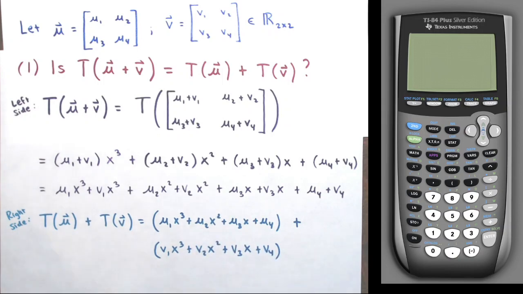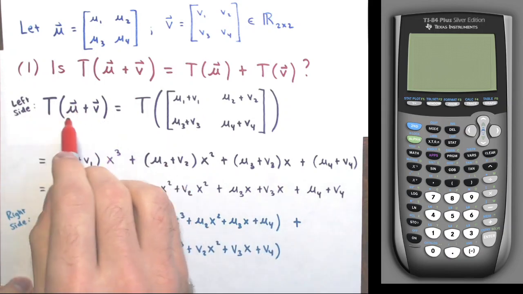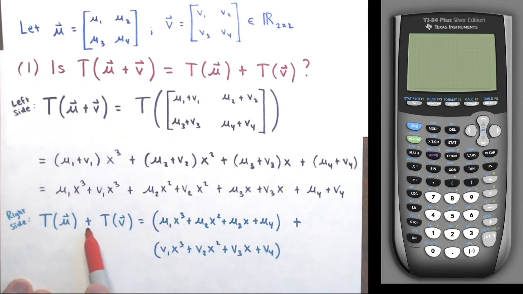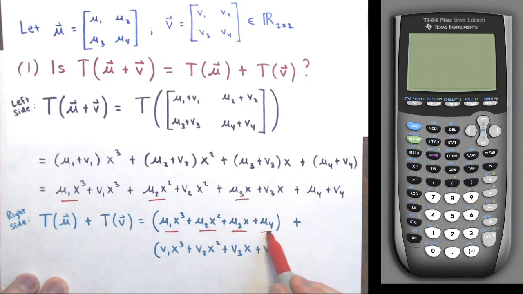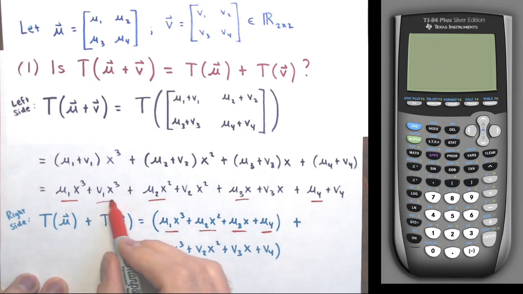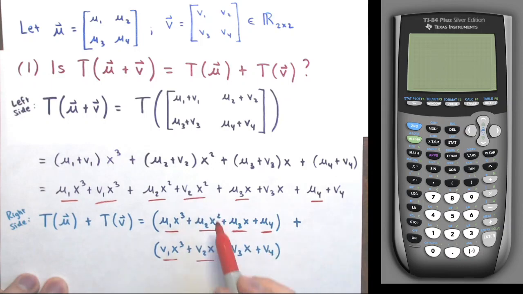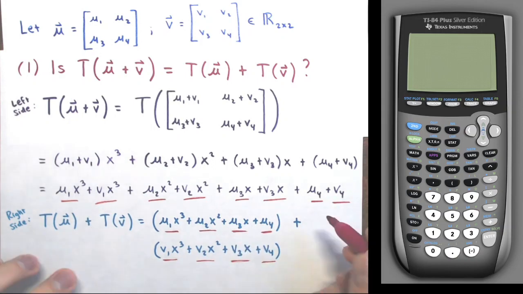And look at these. Look at the result of the left side, performing T of u plus v, and the result of the right side, taking T of u plus T of v. Are they the same? Do they have the same expression in the end? Well, look: u1 x cubed, u1 x cubed, u2 x squared, u2 x squared, u3 x, u3 x, u4, u4. Got those four terms in common. Plus v1 x cubed plus v1 x cubed plus v2 x squared plus v2 x squared plus v3 x plus v3 x plus v4 plus v4. Every term is accounted for on this side, and every term is accounted for on this side. They all have the same terms. They are the same expression. They are equal.